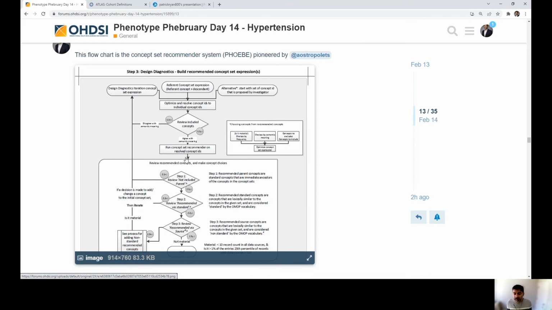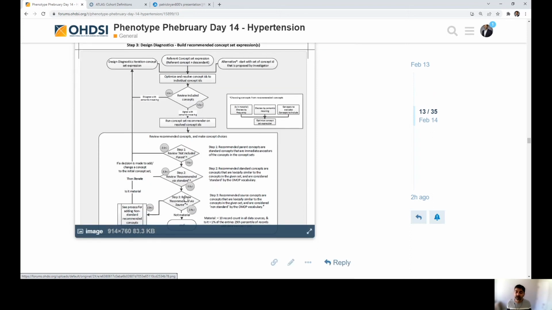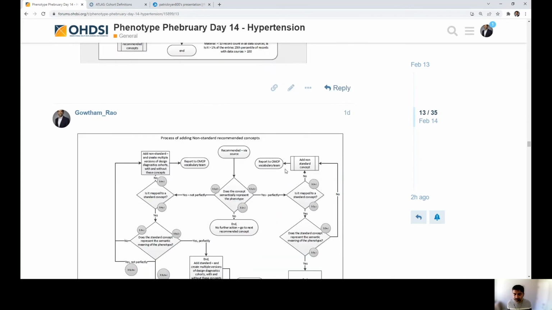Then we use a tool called Phoebe. We take all the resolved concepts and give them to Phoebe and say, hey, Phoebe, give us some recommended codes. And that's an informatics solution. It will look at the strings of the words in the various concepts, then find recommendations. We can use those recommendations to further iterate. And there's a lot of details here. There are several tutorials on Phoebe and on OHDSI.